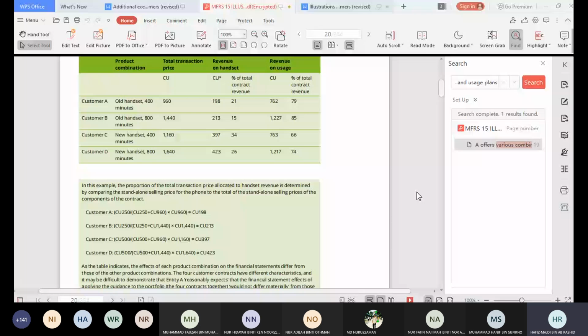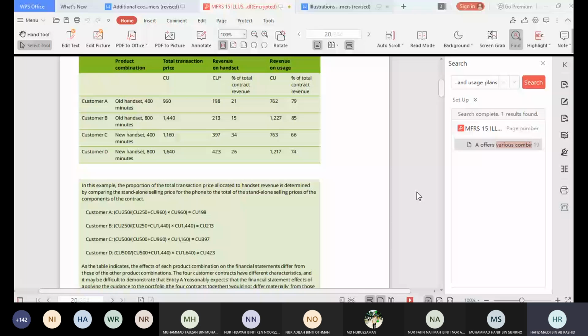For B, 24 months multiplied by, if I'm not mistaken, is 60. Okay, 60 ringgit for the 800 minute usage plan. Okay, so that is how you calculate it. Okay, and you can go for the remaining, because the second one is also, although it is simple, but I don't want you to just miscalculate it.